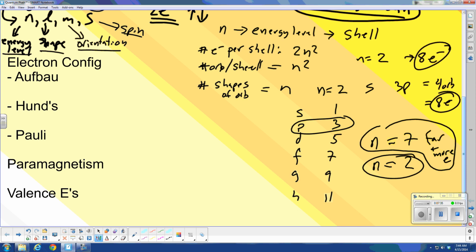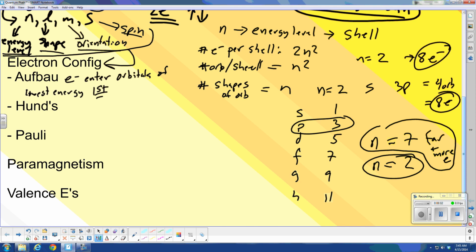Now, out of quantum numbers, the big exciting thing that we get is all of our electron configurations are based on quantum numbers. Good. And we have 3 major rules on electron configurations. Aufbau. Electrons enter orbitals of lowest energy first, right? That means it's going to go into a 1s before it will go to a 3p, right?